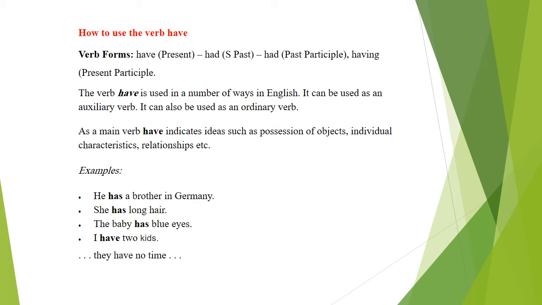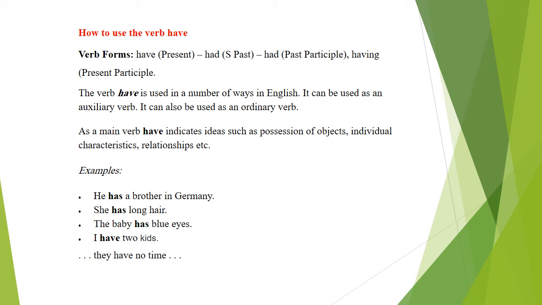She has long hair. She is the subject. Has indicates possession of objects, individual characteristics; she has long hair. The baby has blue eyes. The baby's eyes are blue. The baby is the subject. Has is the main verb, blue eyes, the object.